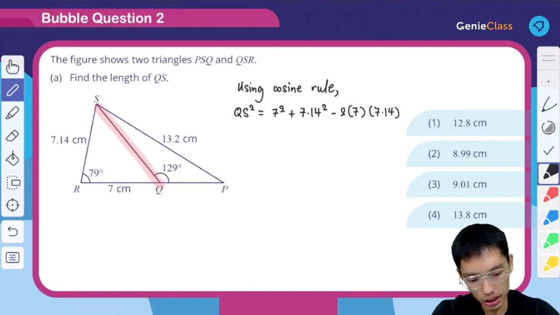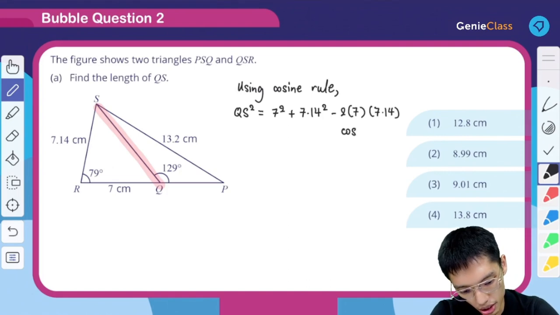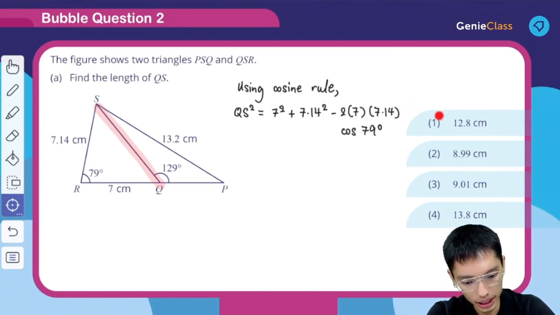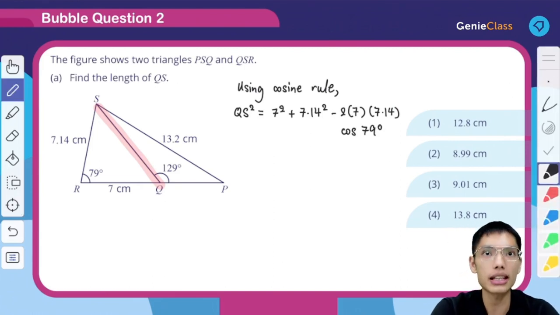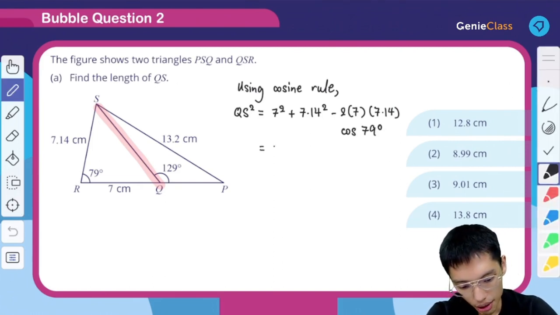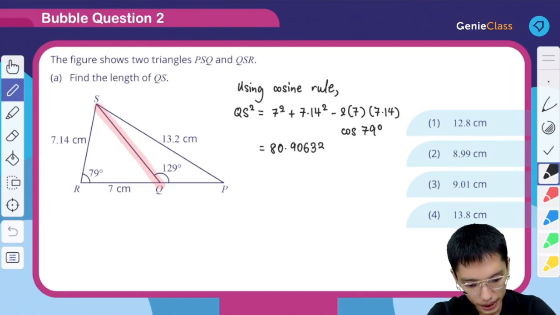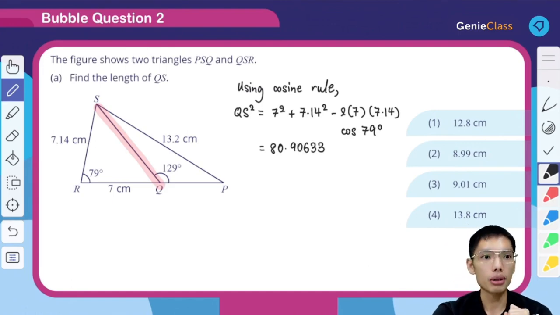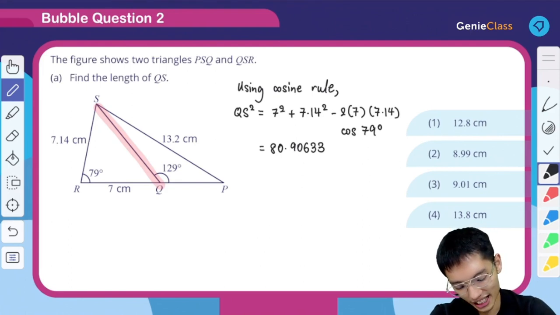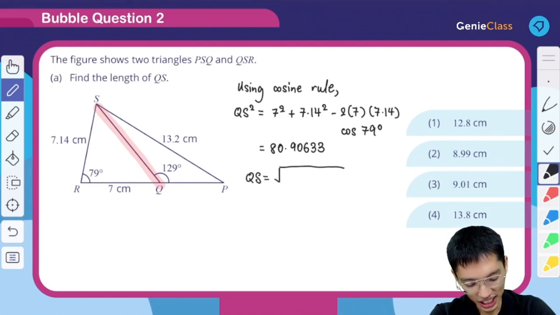So 2, 7 cosine. Okay, please don't do this in your workings. The cosine 79 is supposed to be here. Unfortunately, my handwriting is a little bit too big. My apologies. I'll just carry on with my working as well. 8090633. After that, what happens? I want to find QS. So that's where I take the square root. Yes, square root over here.